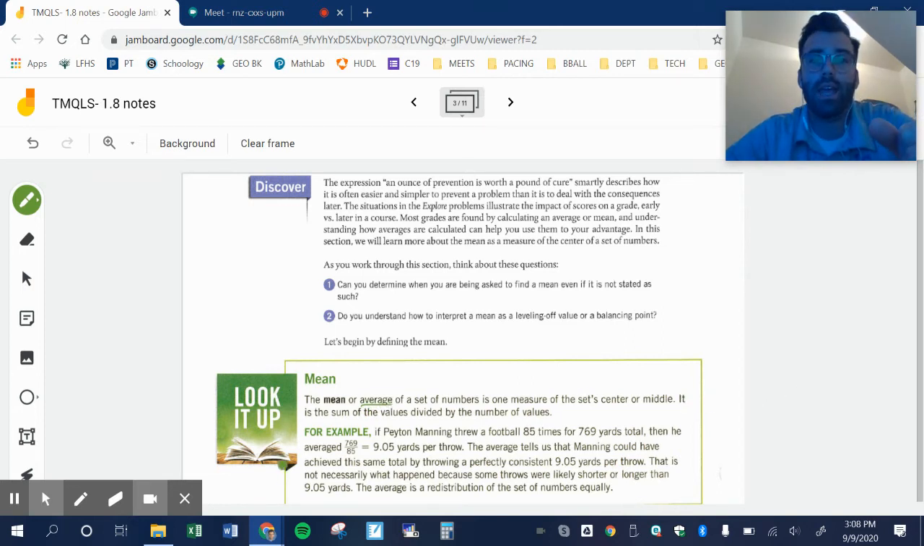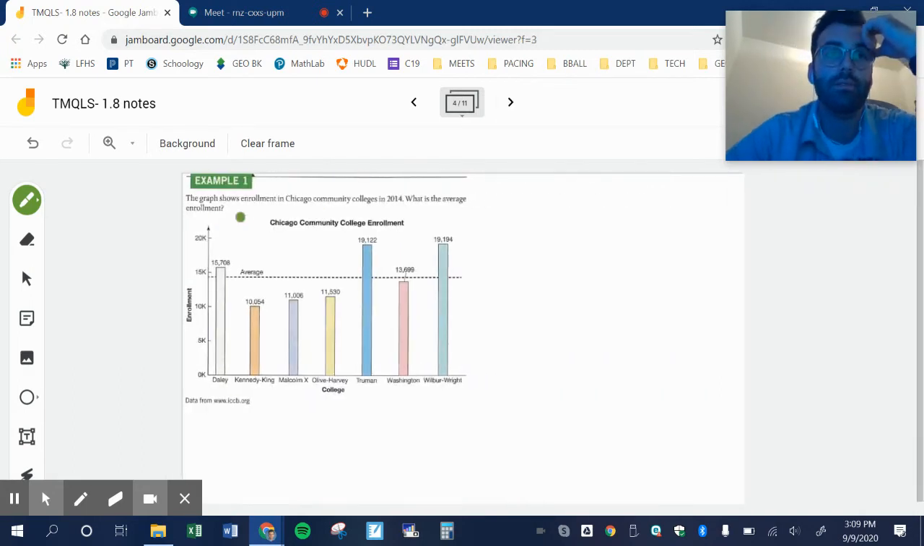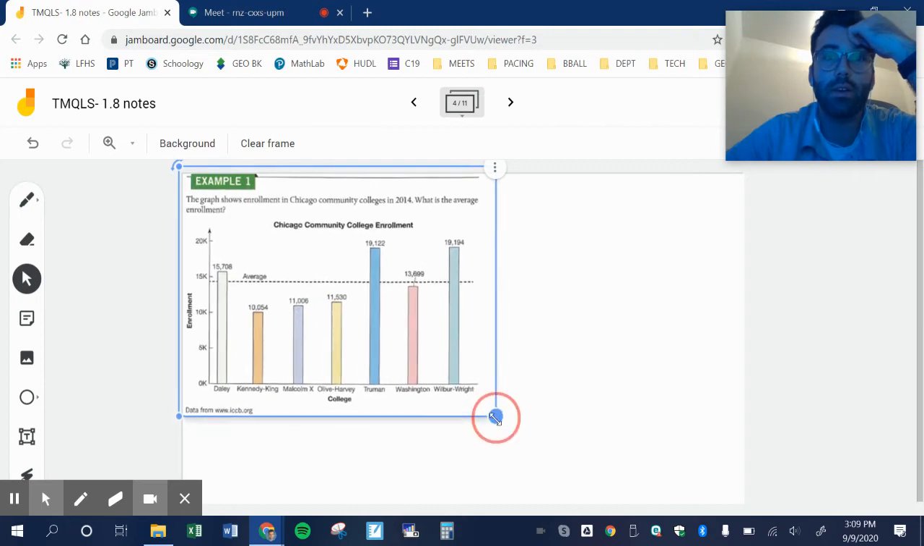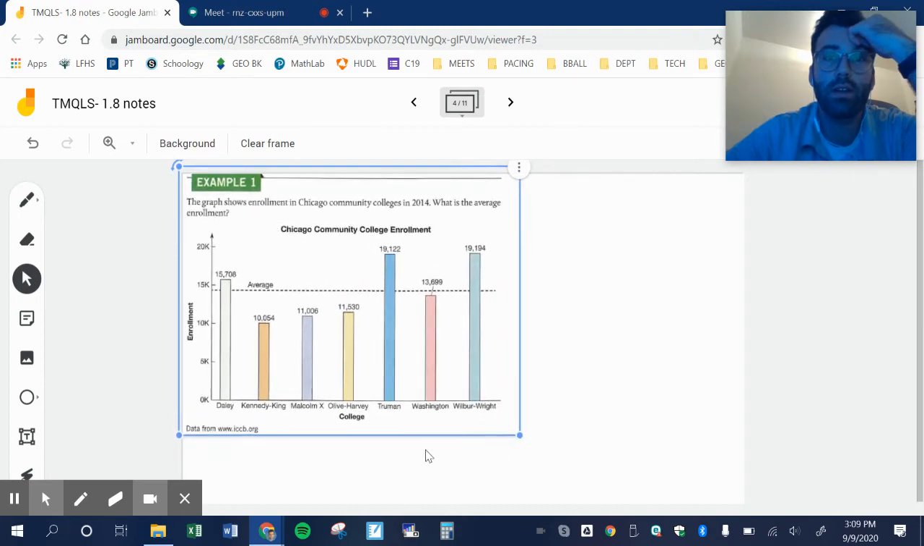Okay, here's an example about Peyton Manning throwing the ball. You can read that over, okay? It's on how far he throws it per toss or per throw. Okay, how many yards he throws per throw. That's interesting. It's interesting what they did there. Peyton Manning, well, he hasn't been around for a while, but that's okay. So the graph shows enrollment in Chicago community colleges in 2014.